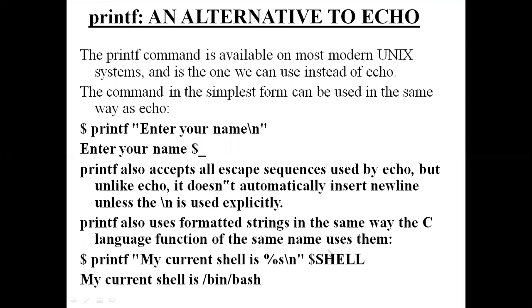So here we are printing the value of shell. Whenever you are printing the value of shell, it will give me the absolute path where your shell command is located. So it will say my current shell is this particular path, and this particular path gets displayed. This is how you can use your printf command.